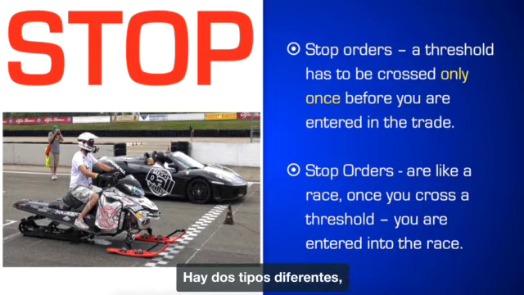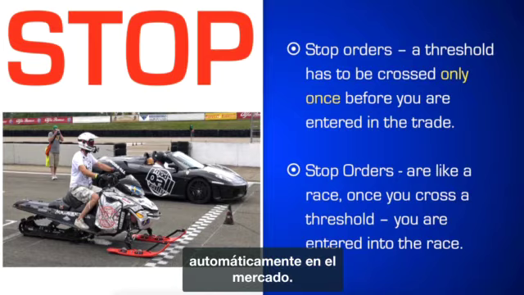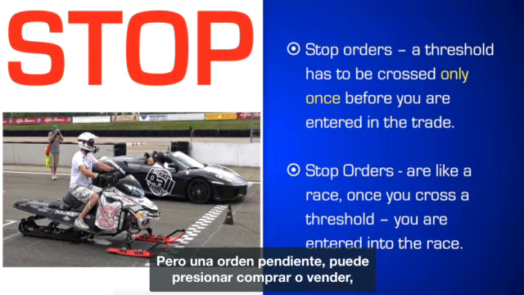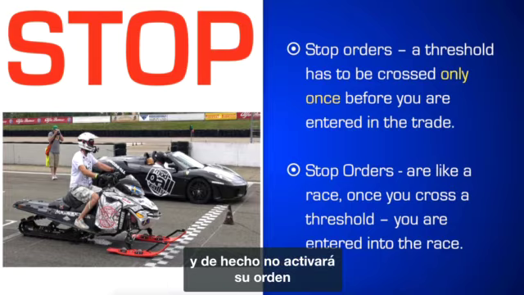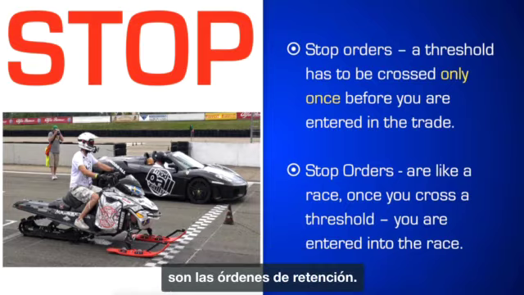You've got two different types. You've got an instant execution, and then you've got a pending order. Instant execution means that you're automatically into the market. The moment you press buy or sell, you are in it. But with a pending order, you can press buy or sell, and it won't actually activate your order until after it's crossed a threshold. The first order that I want to talk to you guys about are stop orders.